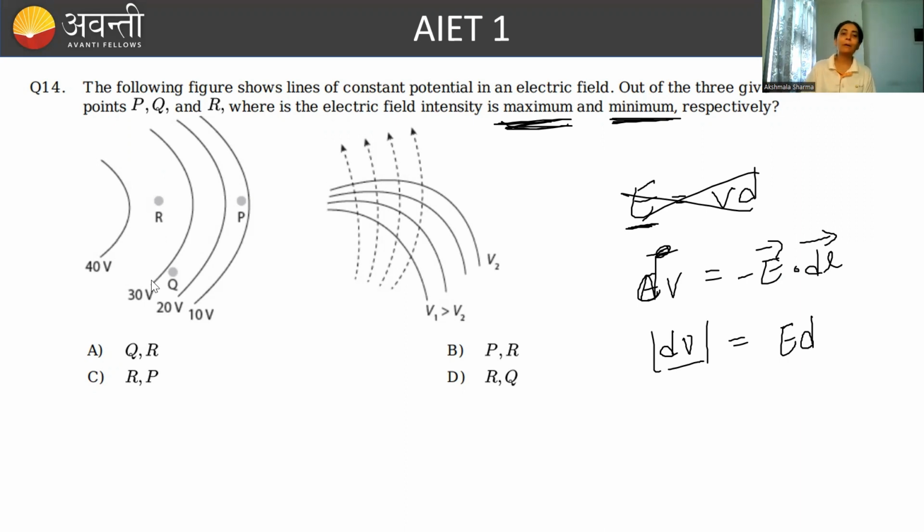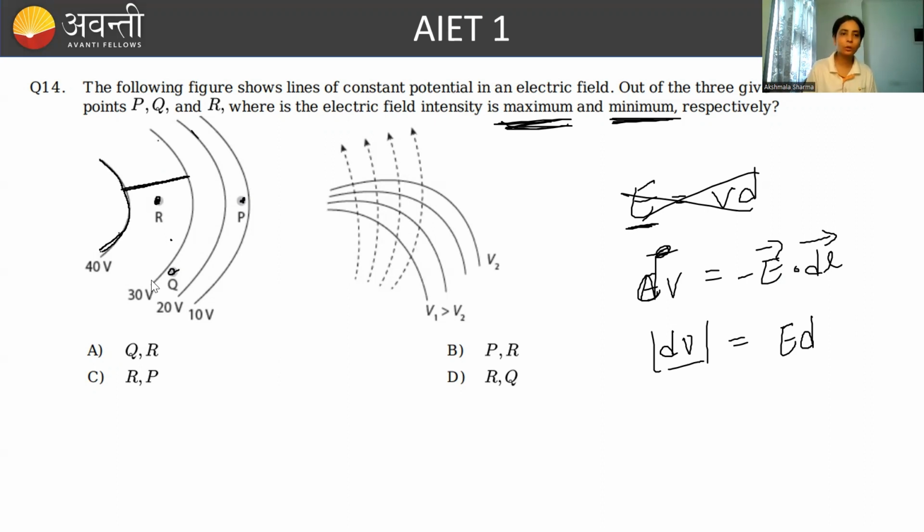E into d. अब आप यहाँ पे ध्यान से देखो, there are how many equipotential surfaces? ये सर्फेस है, इट्स पोटेंशियल एवरीवेयर इज 40 वोल्ट. एक ये है 30 वोल्ट, एक ये है 20, एंड दिस इज 10. हमारा जो पॉइंट है, पी इज हियर, क्यू इज हियर. डन. So point R is lying in between these two equipotential surfaces.